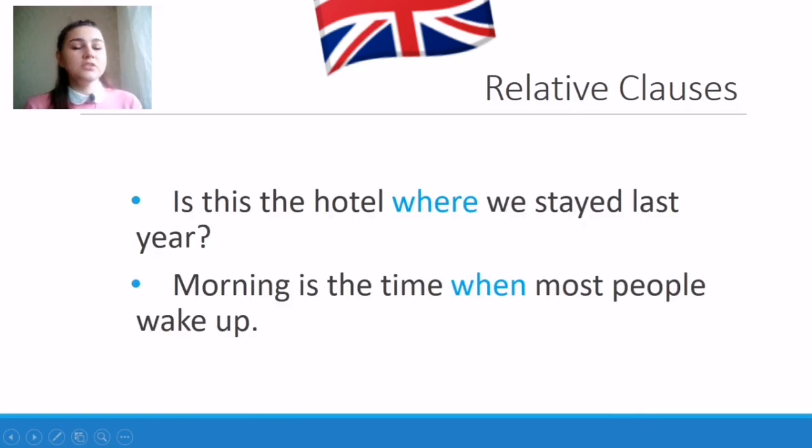Actually, you can also use such relative pronouns as where and when for places and time, respectively. Is this the hotel where we stayed last year? The hotel is a place where we stayed last year. Morning is the time when most people wake up. So we use when for time and where for places.